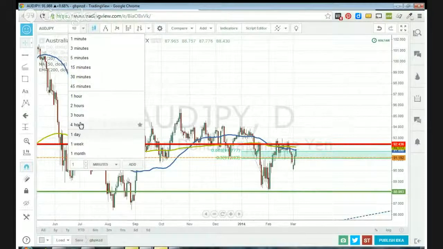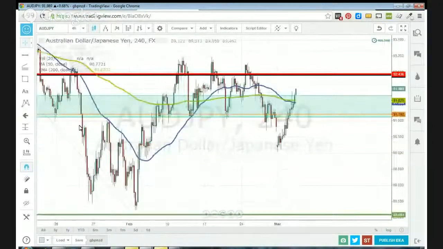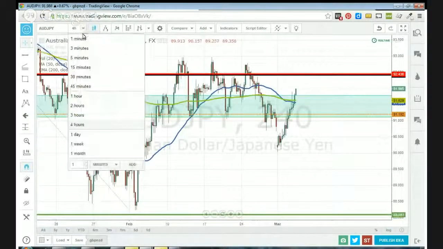Let me just take a look at what it's like on the 4-hour chart. Okay, it's still going strong. But there's nothing to do really at this time with either one of those pairs. Just wait and see.